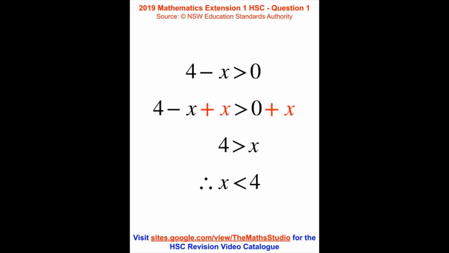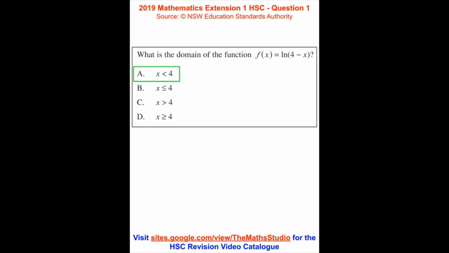Starting with 4 minus x greater than 0, add x to both sides of the inequality to make x positive. So we have 4 minus x plus x is greater than 0 plus x, which simplifies to 4 greater than x, which means that x is less than 4. Hence, the answer is option A.